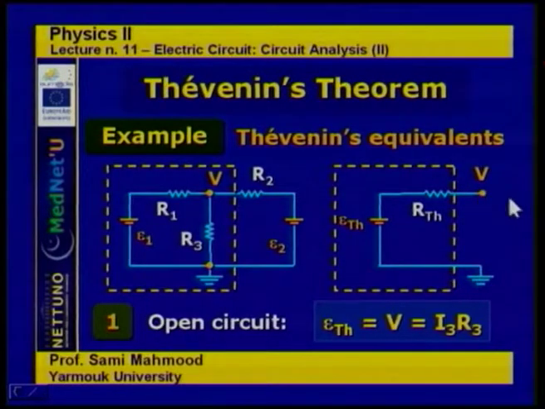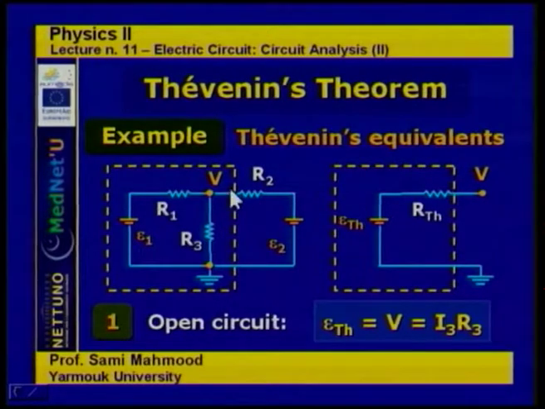And since the circuit is open, there is no current flowing, which means the potential difference V is the same as epsilon Thevenin. So epsilon Thevenin is equal to V. That's from the Thevenin's equivalent. Now, this is just an example, this circuit. This philosophy can apply to any circuit, of course, but as an example, we are considering this circuit.